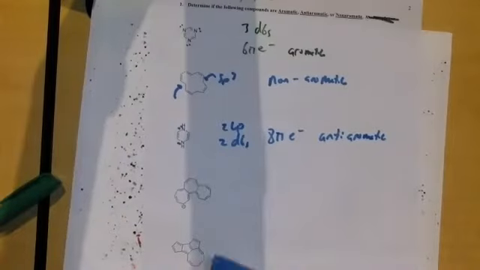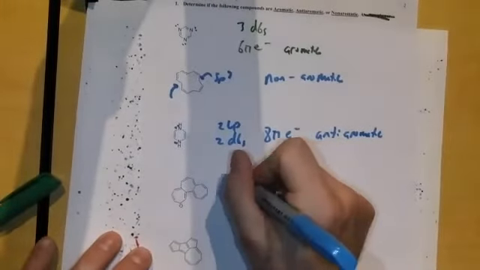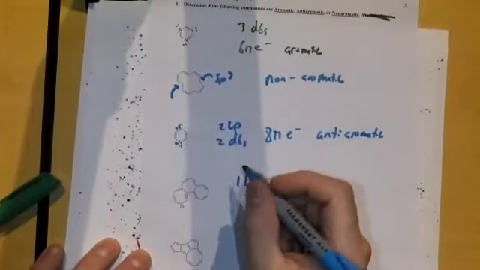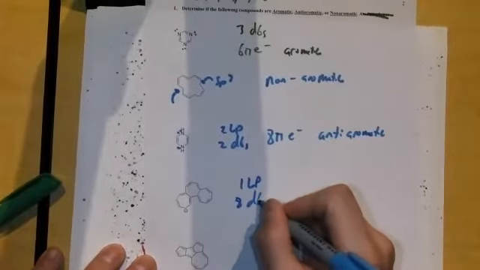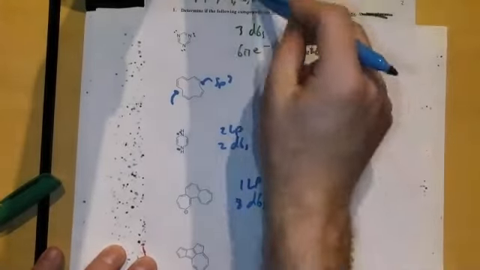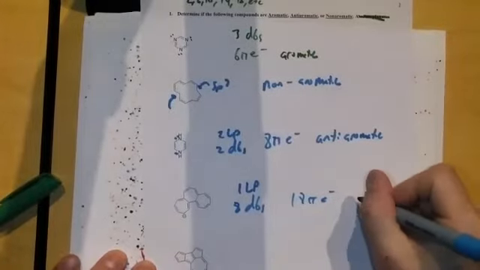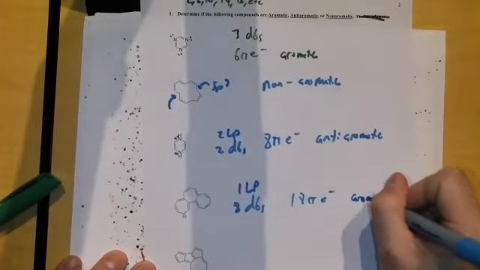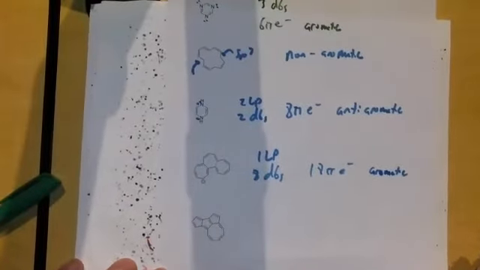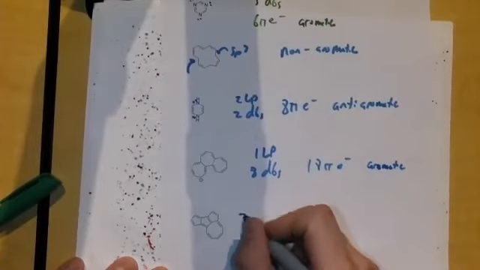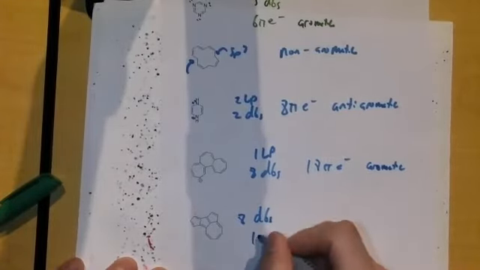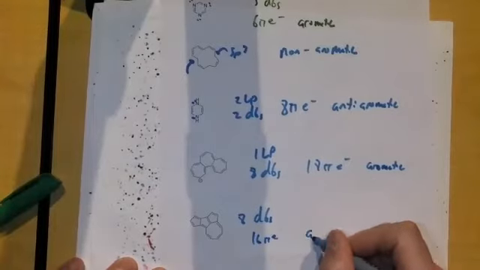We have one lone pair from this negative charge here. We have how many double bonds? 8 double bonds, giving us a total of 18 pi electrons, which is over in this aromatic group. This would be aromatic. This has a total of also 8 double bonds. There's no lone pairs, so this could give us 16 pi electrons and be anti-aromatic.